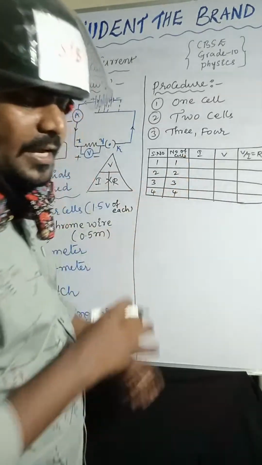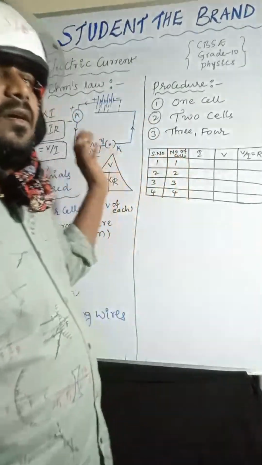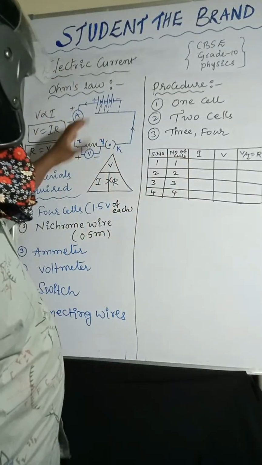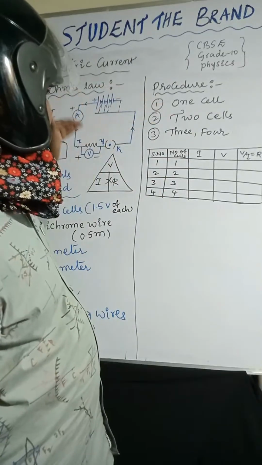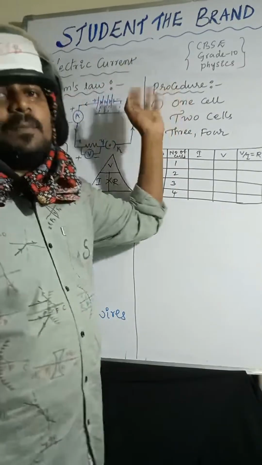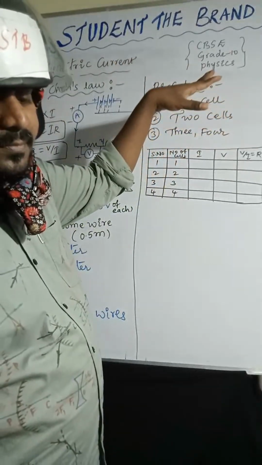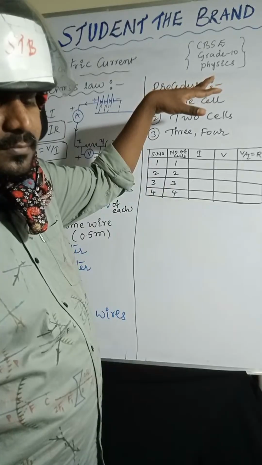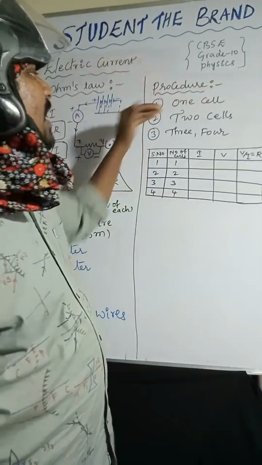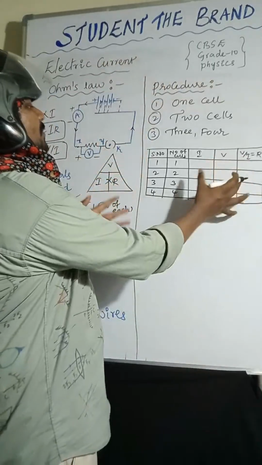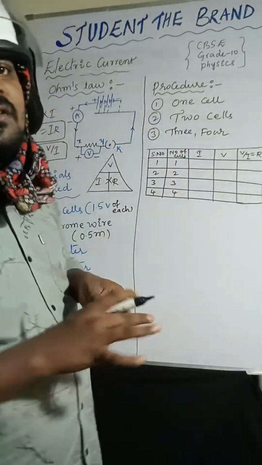Now you can observe once again. One cell, take the reading of the ammeter and voltmeter. Connect two cells and note down the readings of the ammeter and voltmeter. Repeat the process for 3 and 4. Then you can see the tabular form. Draw the graph, draw the VI graph.